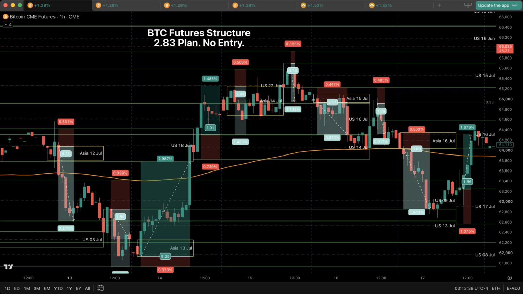For July 14th Asia session, the short plan appears. Short entry line. July 14th Asia session upper boundary. Stop loss line. June 22nd U.S. session upper boundary. Take profit line. July 10th U.S. session lower boundary. Risk-reward ratio, 2.83.